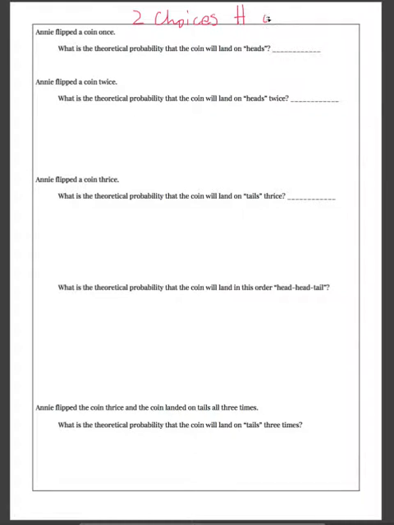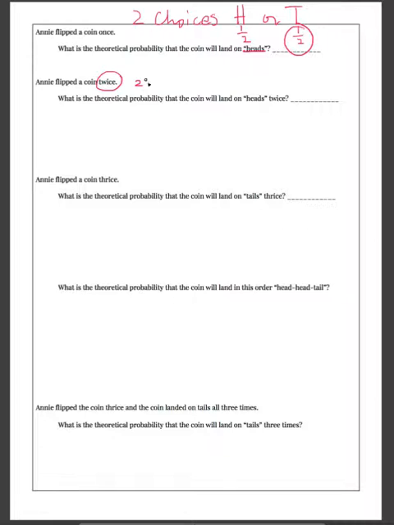heads or tails, okay? So what is theoretically the probability the coin will land on heads? So since you have 2 choices, heads or tails, the probability is 1/2, okay? 1/2 chance it's going to be heads, 1/2 chance it's going to be tails, okay? Now, and flip the coin twice, okay?